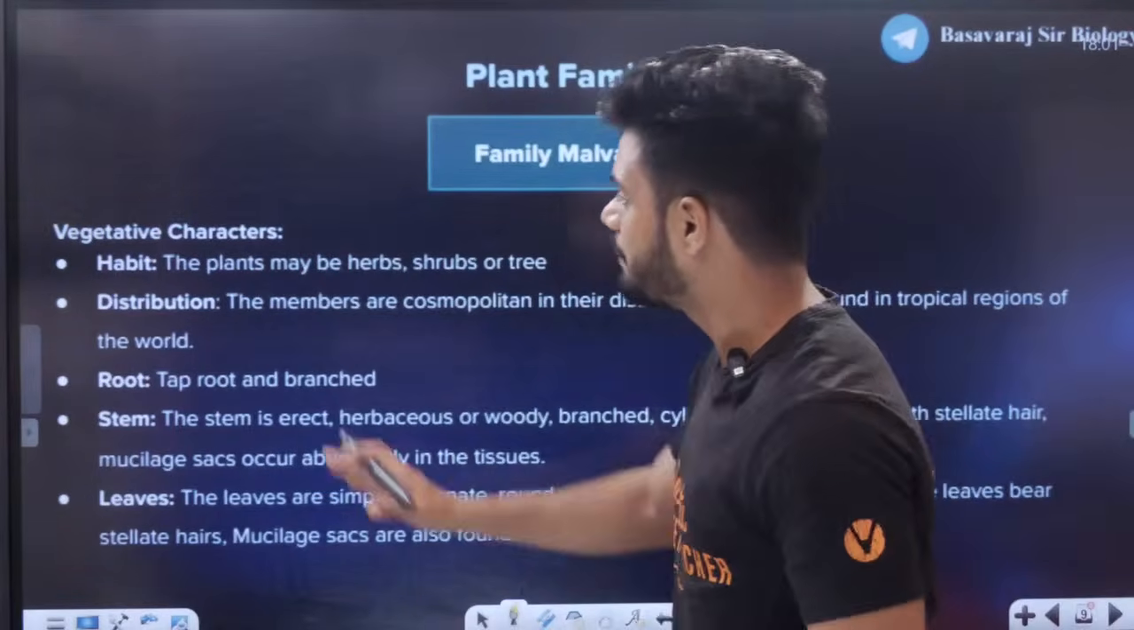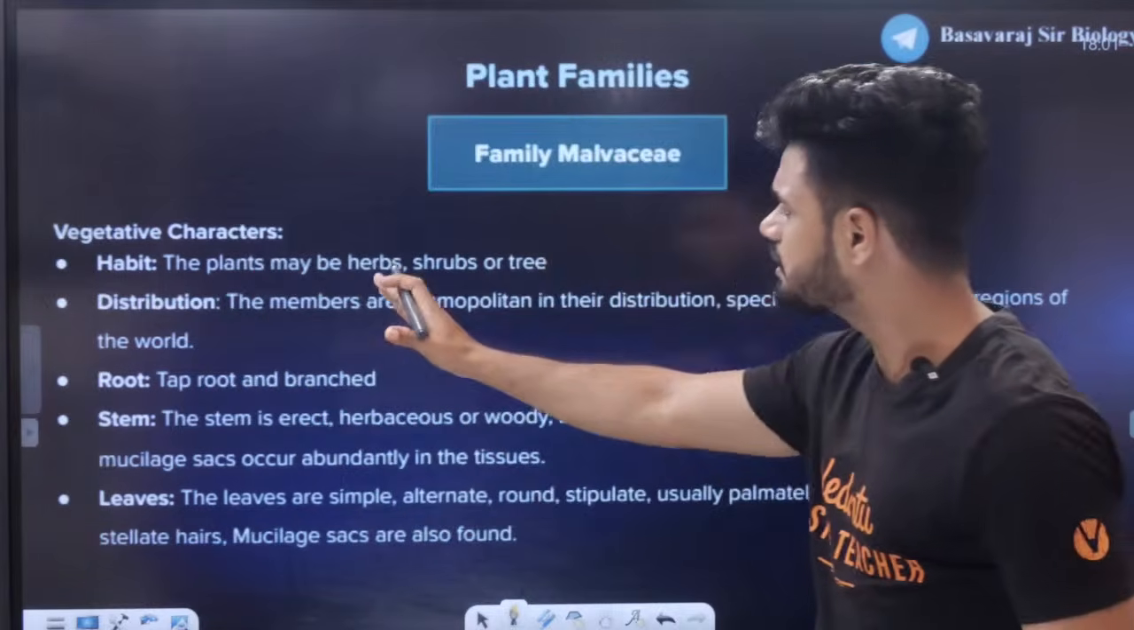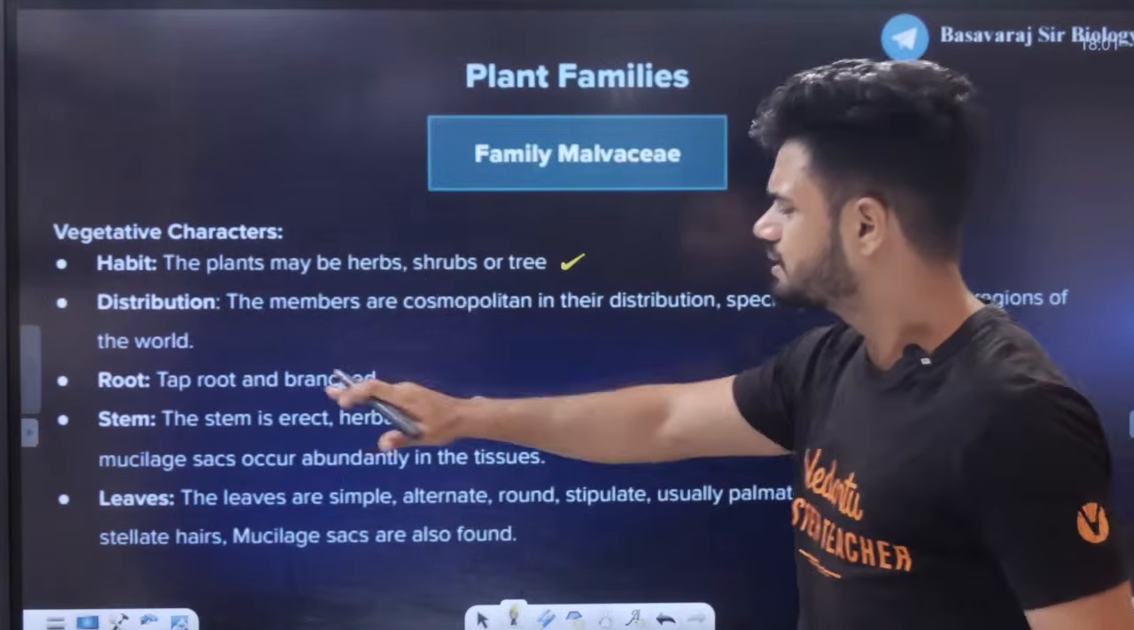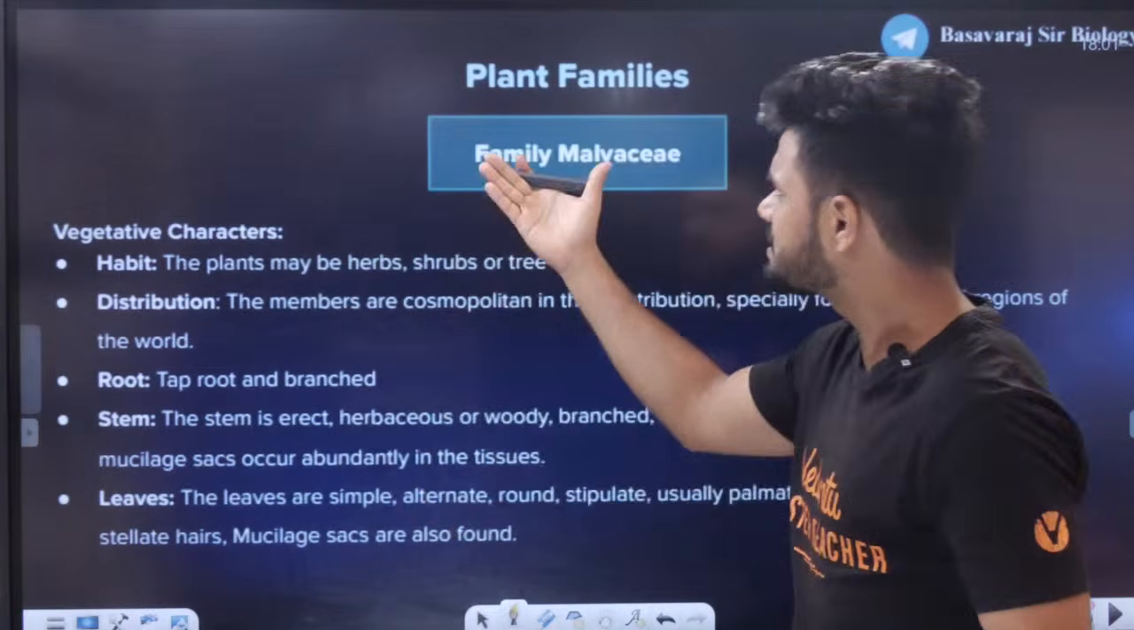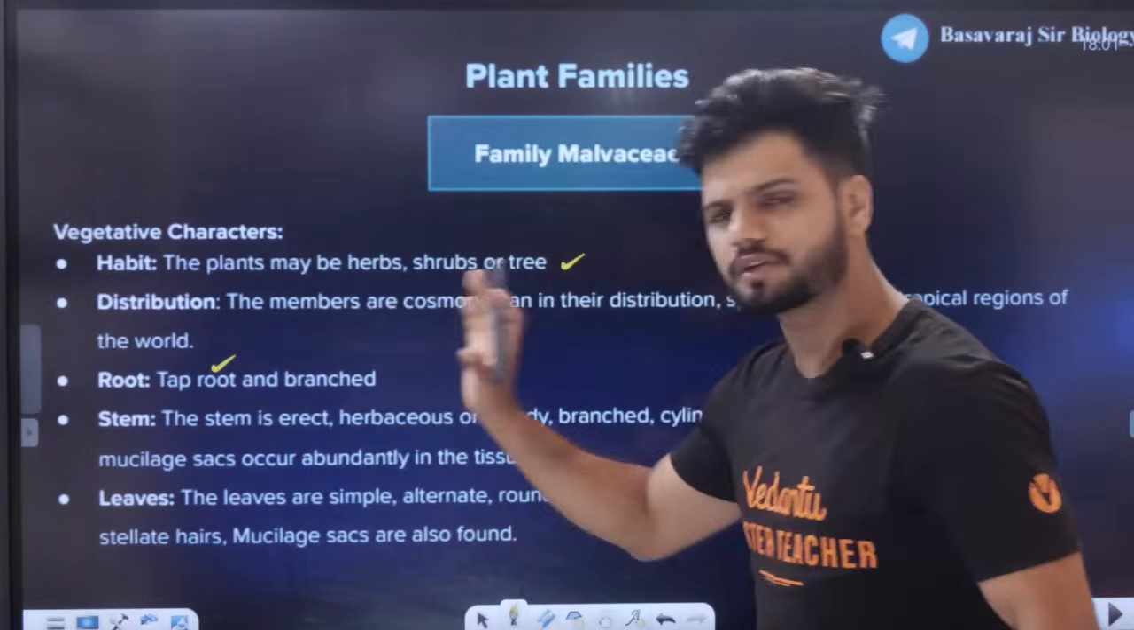Okay. So habitat, the plant may be herb, shrub or tree, same thing. Here they will not ask you many questions, but I want everyone to remember, since it's a dicot, taproot is going to be there.